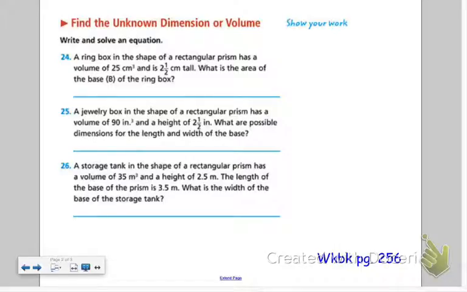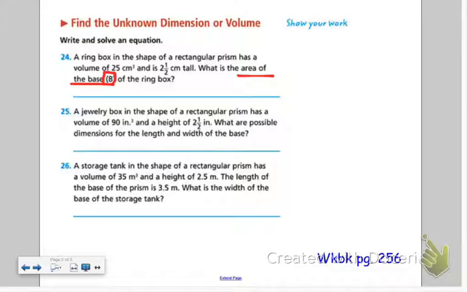Number 24 says that a ring box in the shape of a rectangular prism has a volume of 25 cubic centimeters. So we're giving you the volume. And we also know that it's 2.5 centimeters tall. What is the area of the base, and notice we have the capital B here, of the ring box?